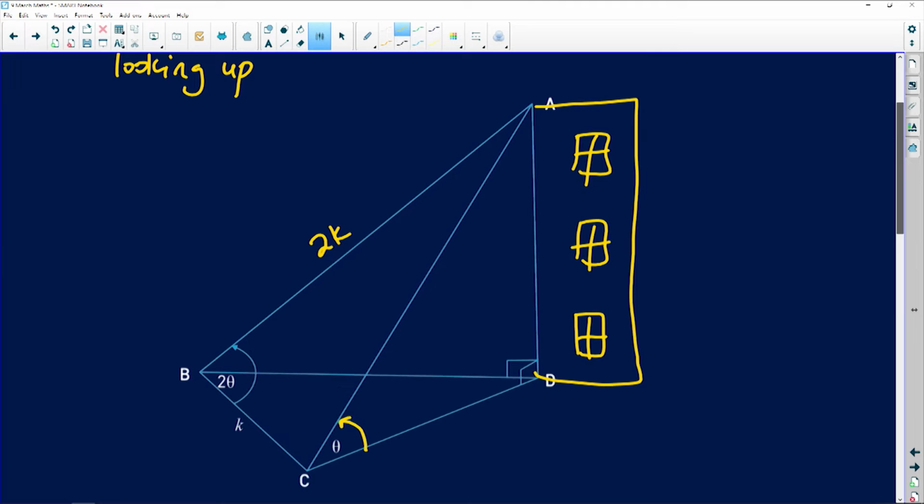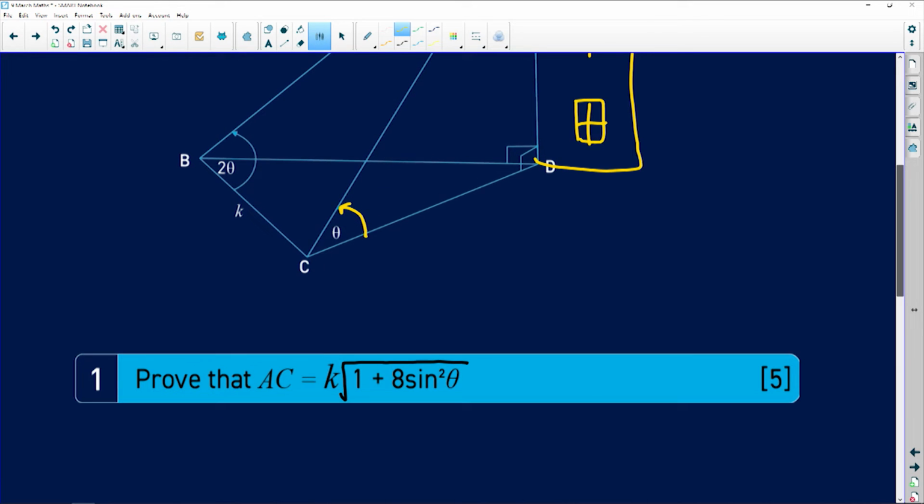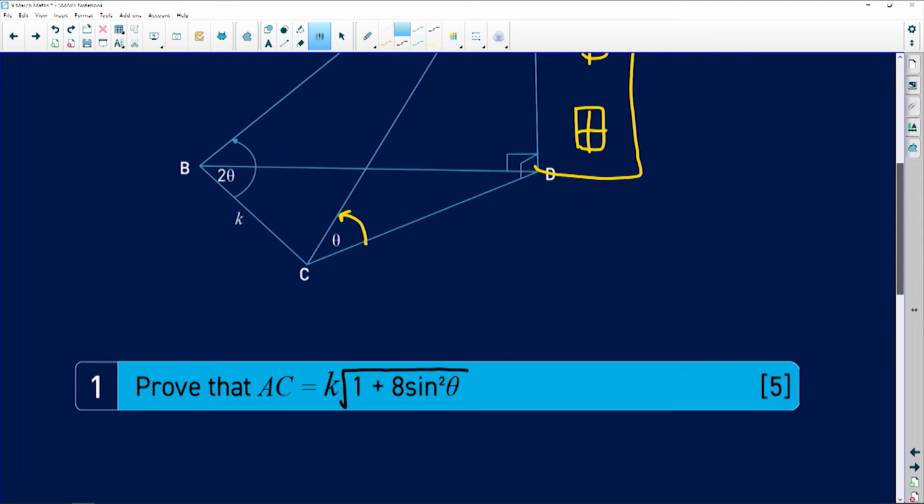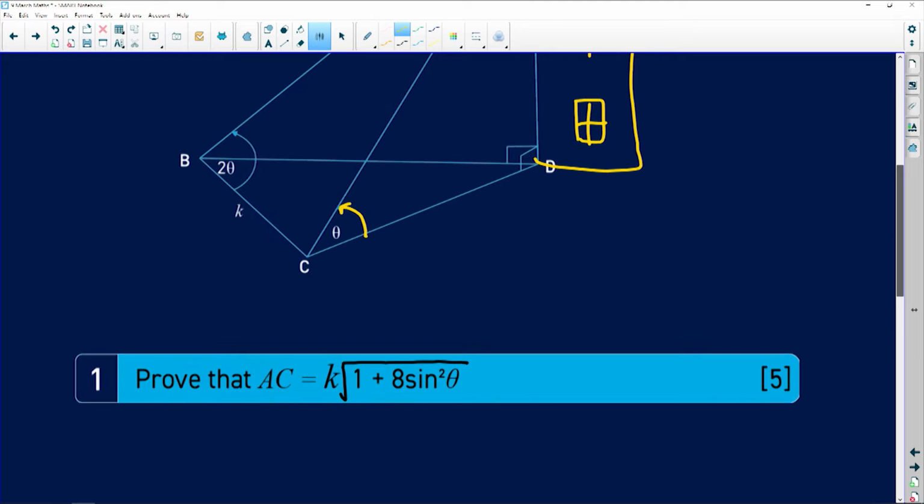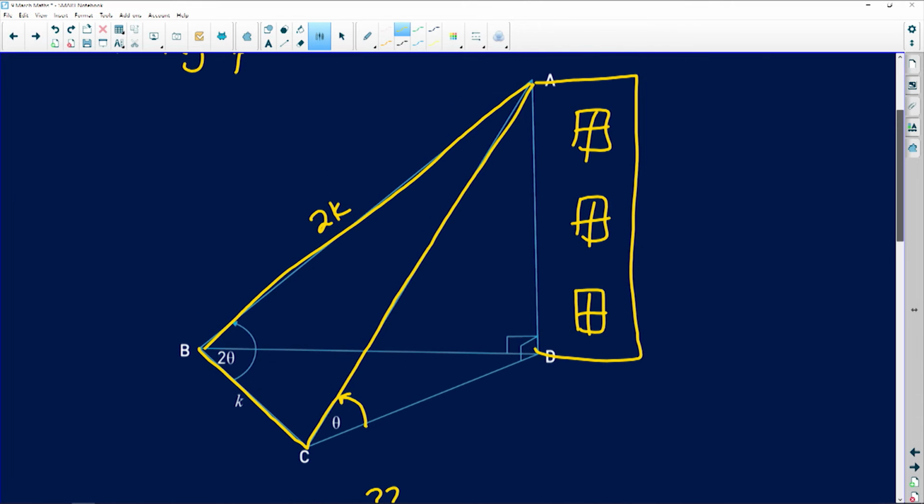We can see that we're happy with what is going on here, right? So now the question says we need to prove that AC is equal to K multiplied by the square root of 1 plus 8 sine squared theta. Like I said, I don't care what the right hand side looks like. All I know is these people are asking me to calculate AC. So I'm going to look in my drawing and try to locate this AC. You will see that AC is this line here, and that happens to be a member of this triangle. If these triangles start looking too much, just isolate them and try working with them separately.